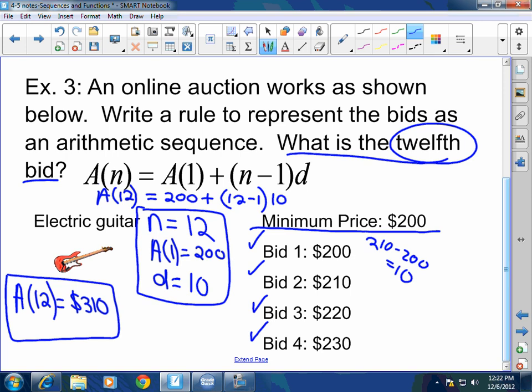Remember, A1 is the first term. AN is the term number you're looking for. A of 12 is the value of the 12th term, the value of n. Yes, sir?